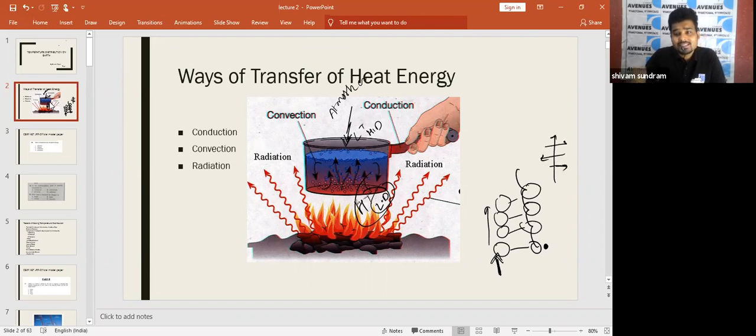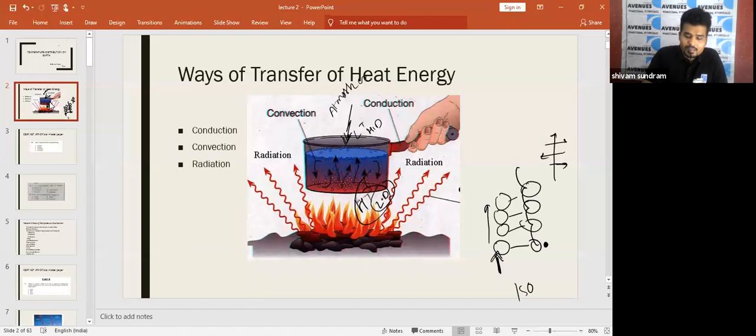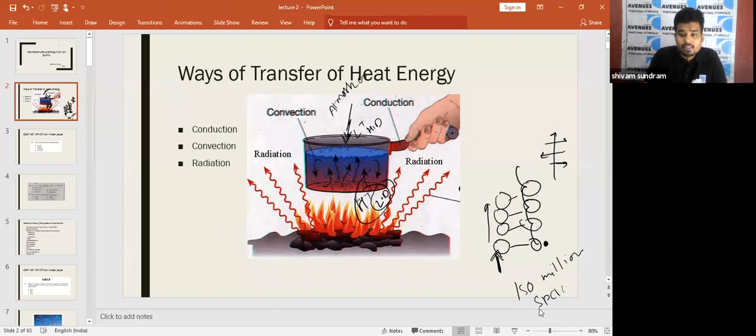Like sunlight covers 150 million kilometers, out of which the maximum area is space, right? It is completely blank. So in this space there is nothing, right? There is no material medium, still the wave is moving. How is it possible? It's all because of radiation. See, it is radiation, an electromagnetic wave.